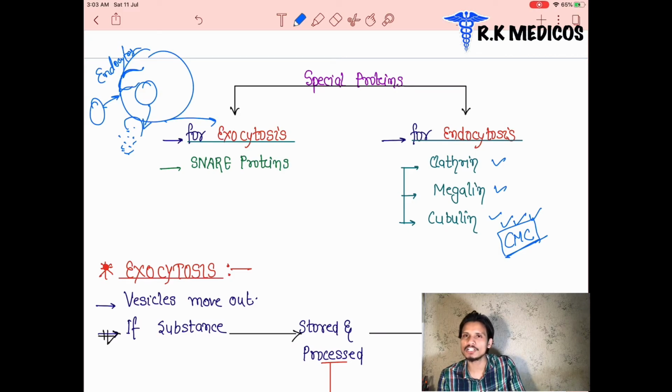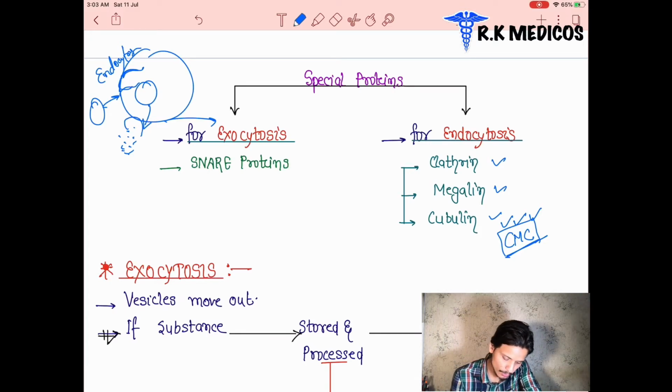What type of vesicular transport? The endocytosis type of vesicular transport is done by 3 different proteins, that is CMC: clathrin, megalin and cubilin.